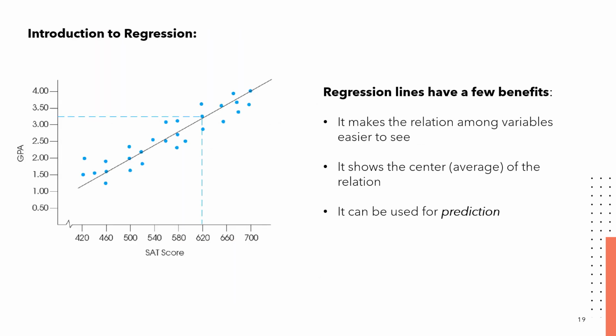In the last part of this lecture, we are going to talk about regression, or the trend lines you sometimes see in scatter plots. We use these lines for a few reasons. First, it helps to make the relation among variables easier to see. This example on the slide shows a strong correlation between GPA and SAT scores, and the trend line here helps you to see that it is a positive correlation. It also helps us to identify the center or average of the relation, which is what the dotted line shows. But most importantly, it helps us to make predictions about the data.